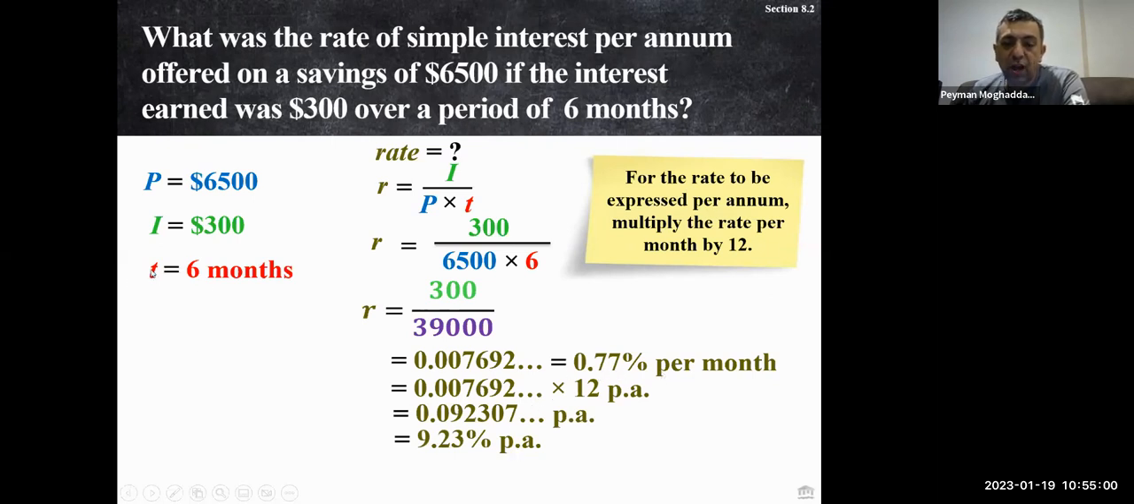Whatever time unit you put, the rate is going to be in the same unit. So it's very important that you remember any unit of time you put there, the calculated rate is going to be the same unit. A rate unit and time unit have to be the same.